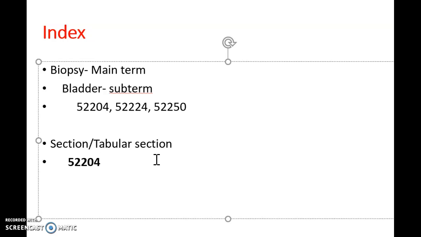So you will go to the tabular and you will figure out which of these codes are the correct codes that match the exact definition, exact terms for biopsy of the bladder. This code is the correct code. If you match the description, you will see that that's what it's giving us.